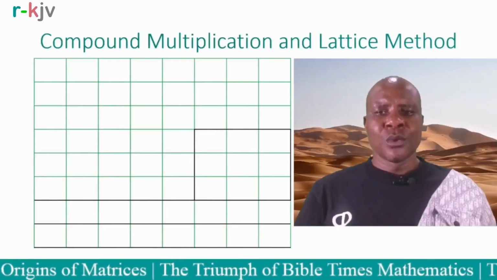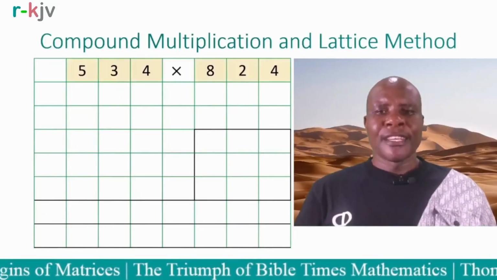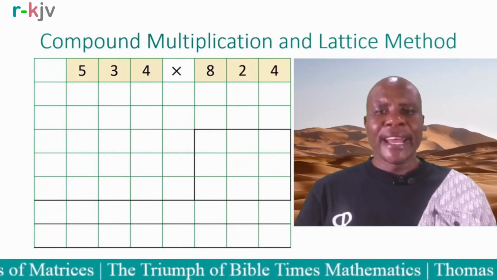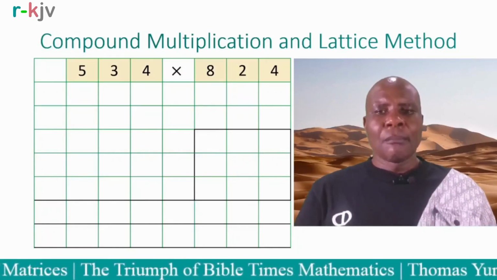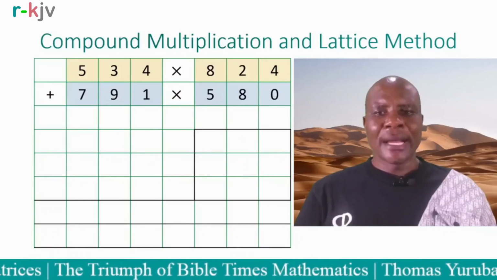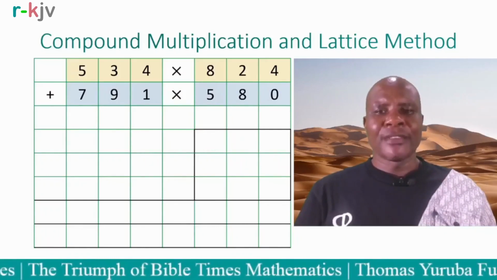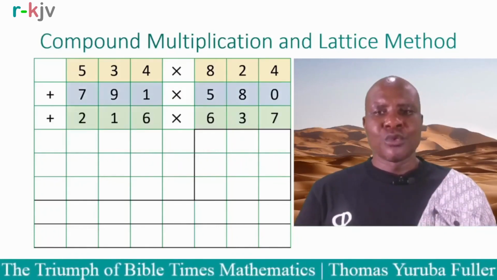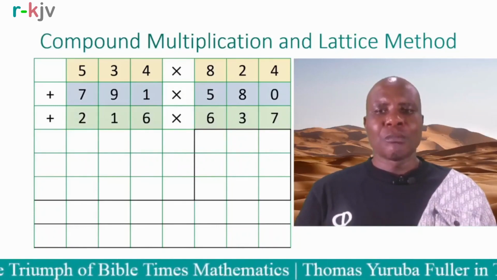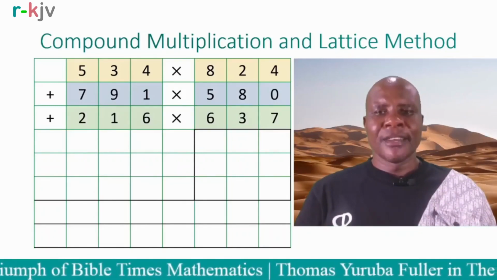In this video, we are going to use the Chinese lattice method to try and manage compound multiplication involving multi-digit multipliers and multi-digit multiplicands. So, we have 534 multiplied by 8, 24, plus 7, 91, multiplied by 5, 80, plus 2, 16, multiplied by 6, 37.